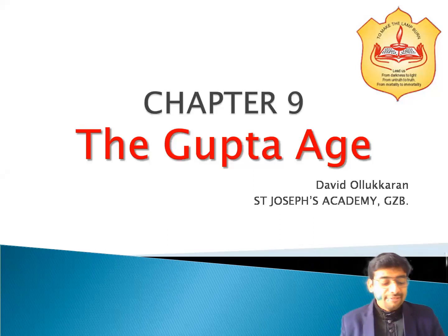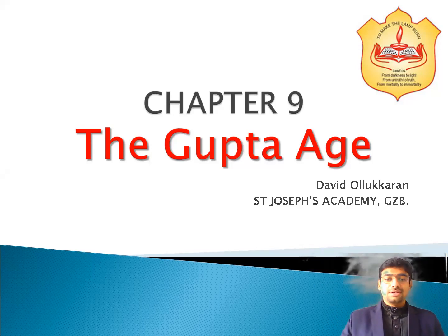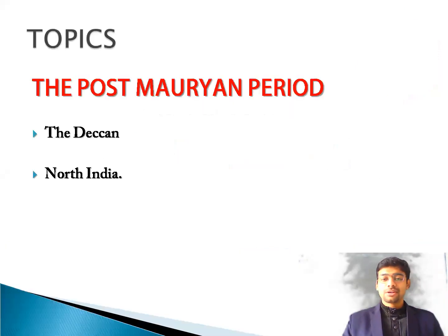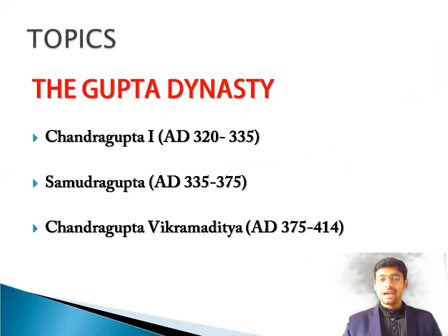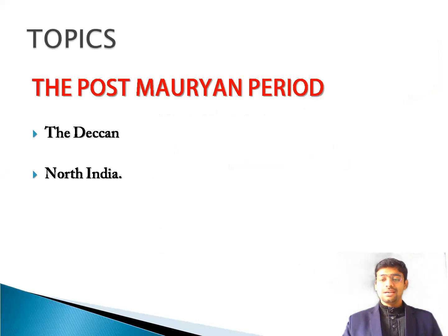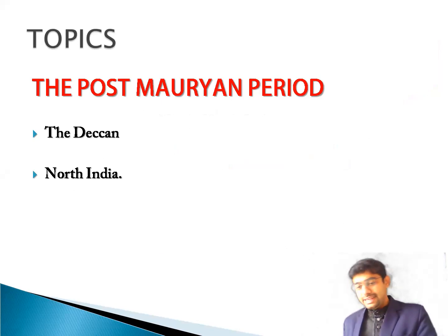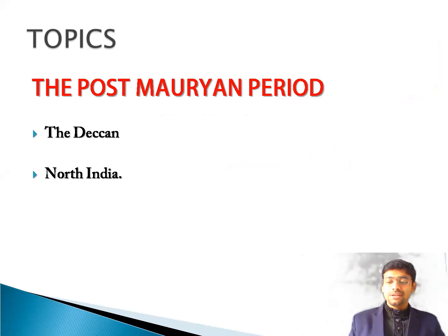Hi friends, today we will be talking about chapter 9, the Gupta age. In this chapter, we will be talking about majorly two topics, the post-Mauryan period and the Gupta dynasty. In the post-Mauryan period, we will be talking about the Deccan region, what the Deccan region is, and what the condition of the Deccan was. And we will be discussing North India. What was the condition of North India during the post-Mauryan age?